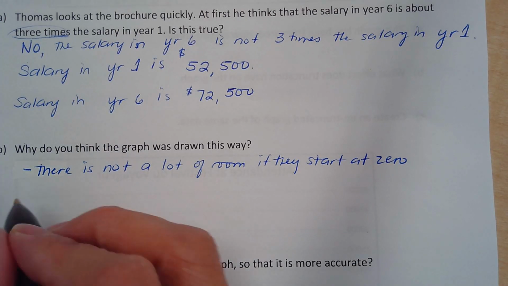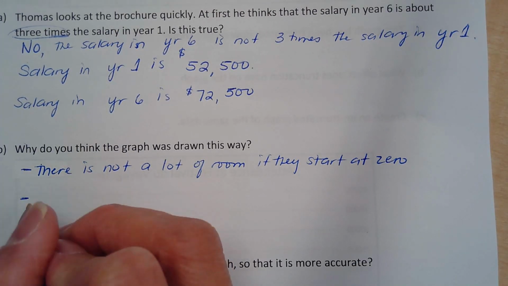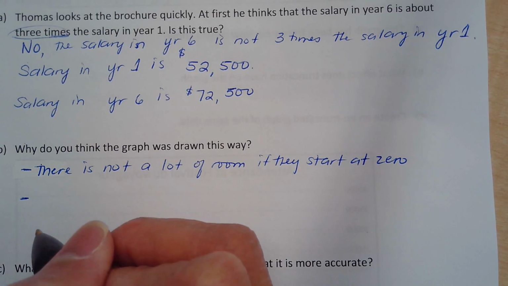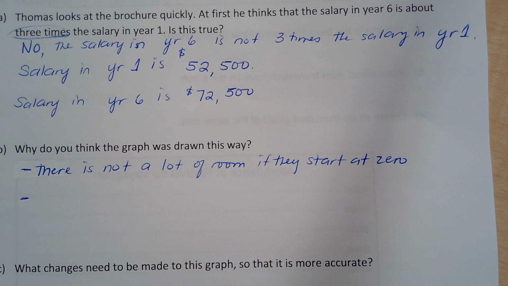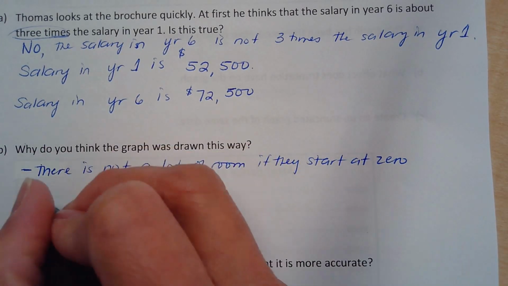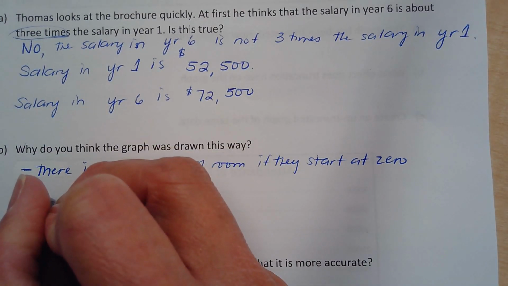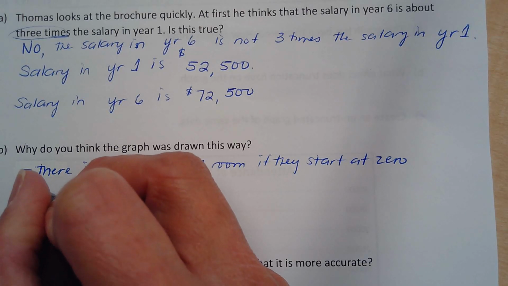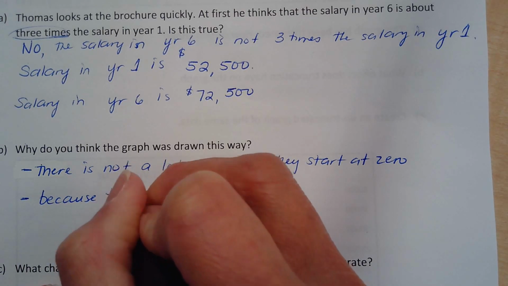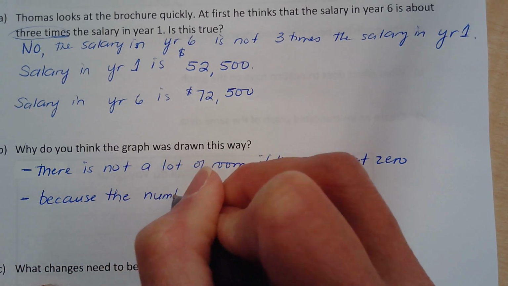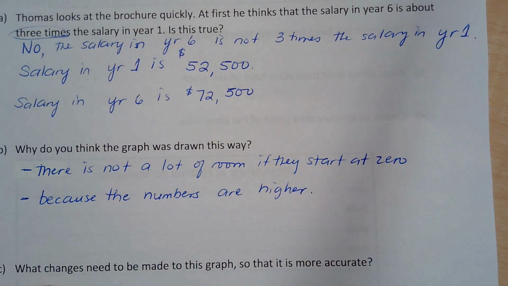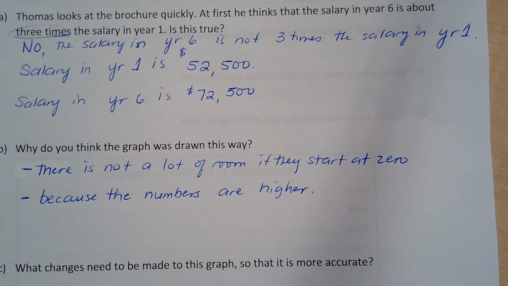Because it's truncated. It doesn't start at 0. Yeah. So why would they truncate it? Because it was high in rate. Say that again. Because it was high in rate. High in rate, okay. Yeah. Because the numbers are higher, right? Numbers are higher, right? Per year.